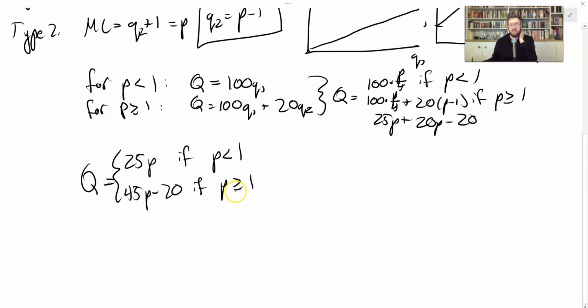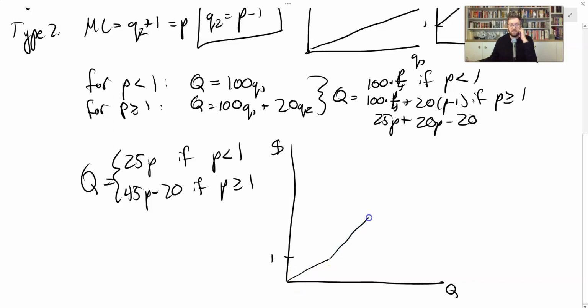Notice that if P is exactly equal to 1, this second equation gives 45 times 1, which is 45, minus 20, which is still 25. And up here, if we've got P equal to 1, we have 25. So there's no jump, but there's a change in slope. So at the price of 1, it looks something like this, where we've got a slope of 25, and then above that, the slope steepens. And this is the market supply now. Okay? That's how you do these things.